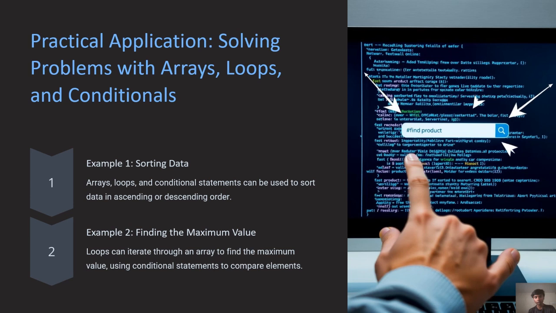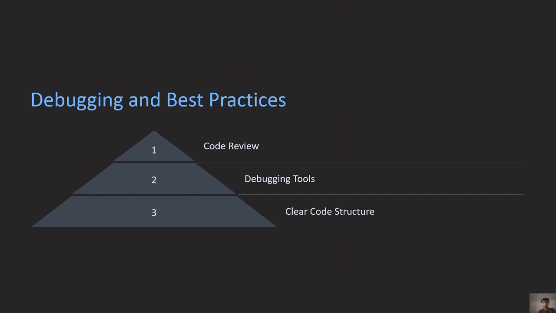Practical application: solving problems with arrays, loops, and conditions. Sorting data, example 1: arrays, loops, and conditional statements can be used to sort data in ascending or descending order. Example 2: finding the maximum value. Loops can iterate through an array to find the maximum value, using conditional statements to compare elements. Debugging and best practices: code review, debugging tools, clear code structure.